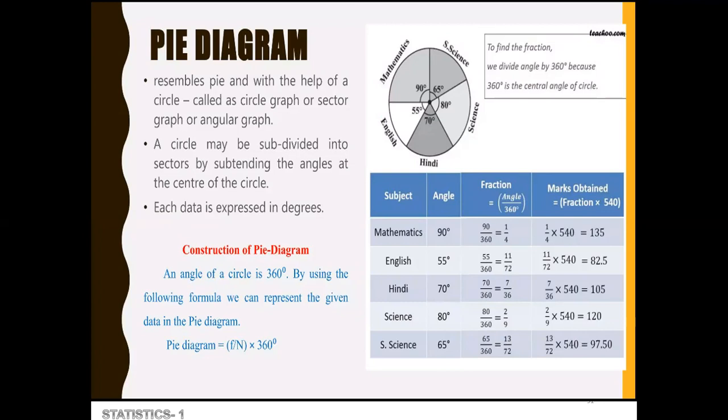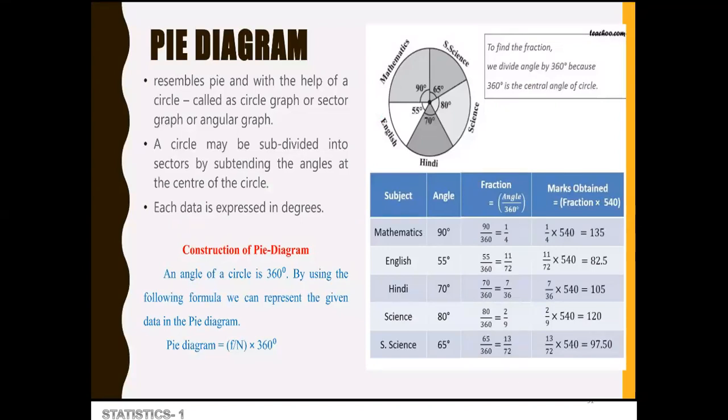So we have science, social sciences, Hindi, English, and mathematics, and these particular values are converted into degrees. For example, mathematics is 90 degrees, social science 65 degrees, science is 80 degrees, Hindi 70, and English is 55 degrees. So in order to construct a pie diagram, we first have to find out the values, and these values have to be converted into degrees.